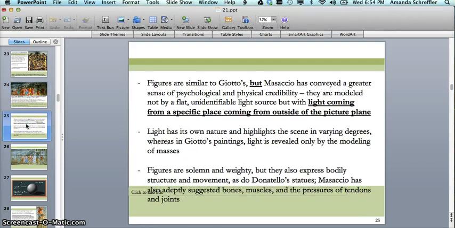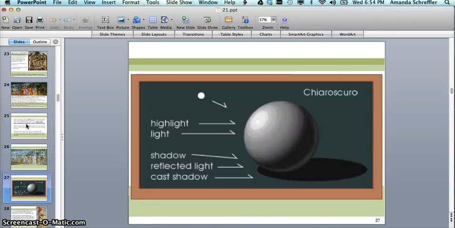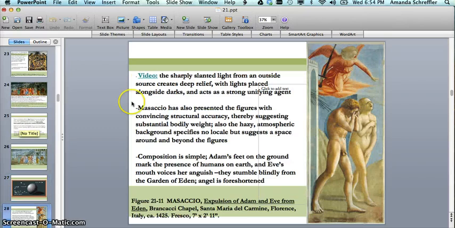And then beyond that, the incorporation of emotion and drama in his work is a step up from Giotto. So he learned how to make his figures weighty and three-dimensional by looking at the work of Giotto, but adds this psychological element and the defined light source. Clearly it's off to the right again. So just remember that about Masaccio.